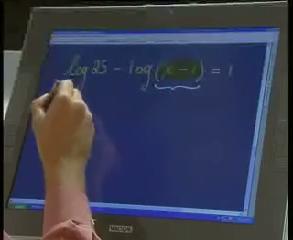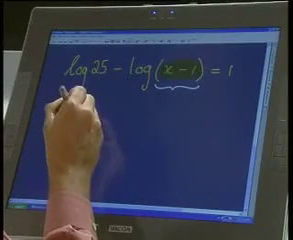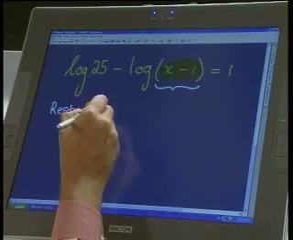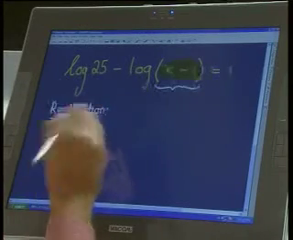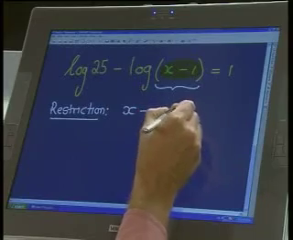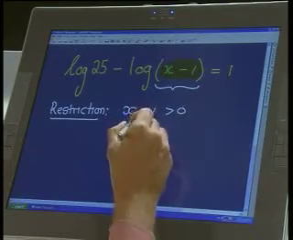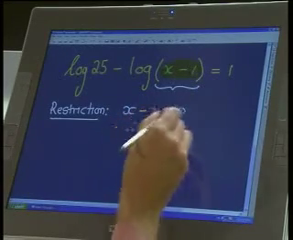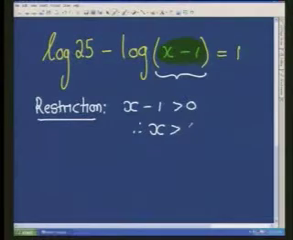So the first thing I'm going to do is handle the x minus 1. Before I start doing anything, my restriction on that x will be as follows. Whatever x minus 1 is, it has to be bigger than 0. Therefore, whatever the answer is going to be for x, it's got to be bigger than 1. You happy? Yes, I'm happy.